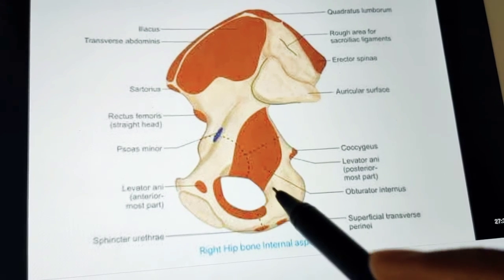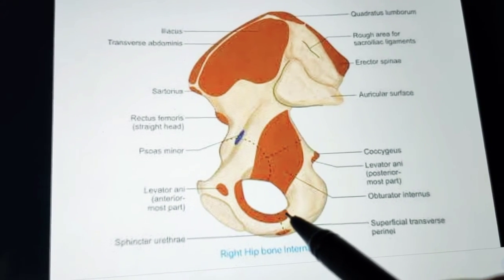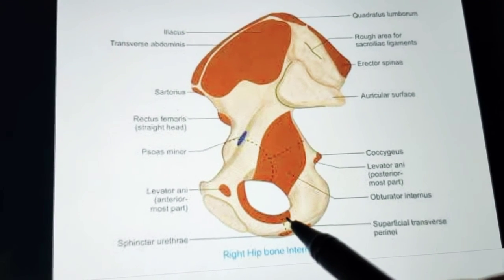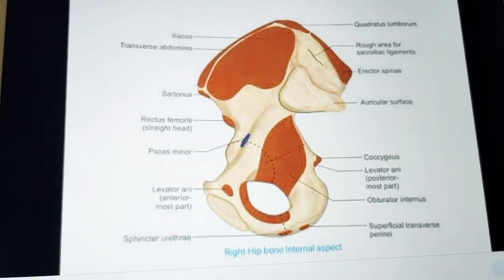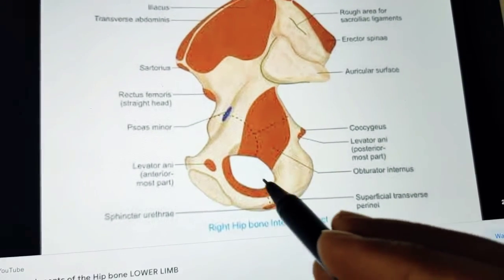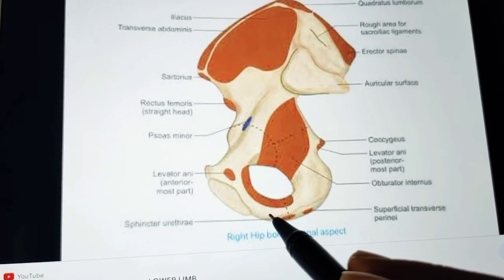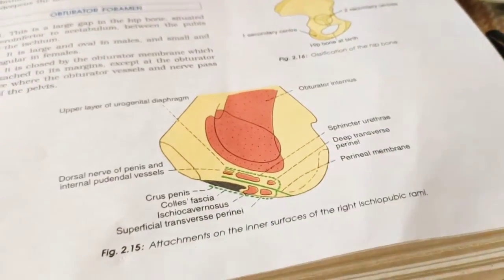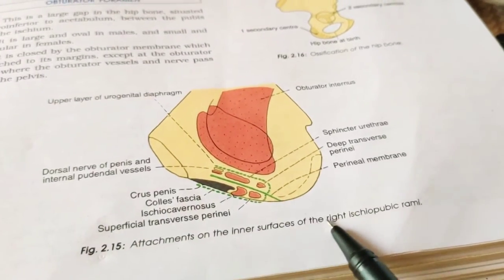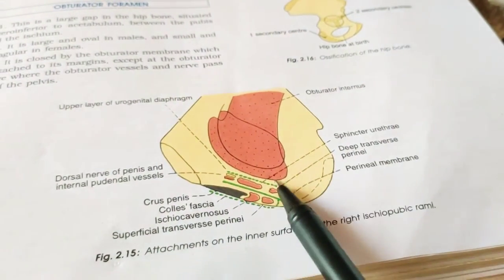So this lower part will form the lateral wall, which forms the ischiorectal fossa. Okay, let's come into attachments here. Attachments over conjoint ischiopubic rami. For that we'll see this diagram. Here you can see the attachments on the inner surface of the right ischiopubic rami at this junction.